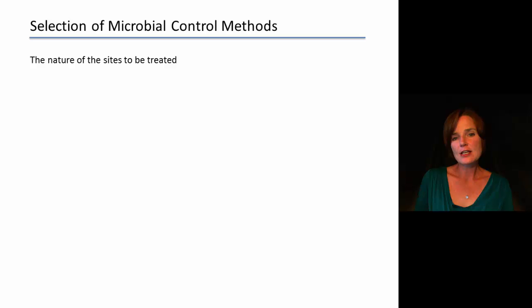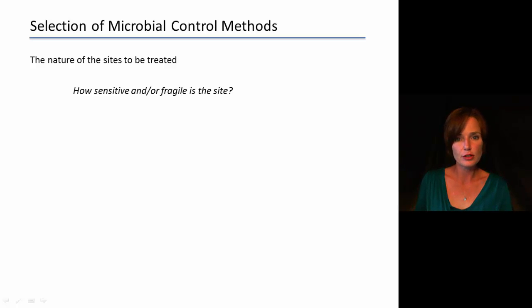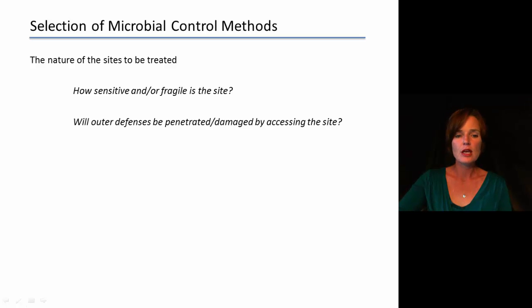So if we talk about the nature of the sites that are going to be treated and how that factors into all of this, first of all, we need to know how sensitive or fragile is the specific location. Because if it is very sensitive, if it is very fragile, then we don't want to use a chemical or an agent that's going to be very, very harsh and destroy that particular site or location.